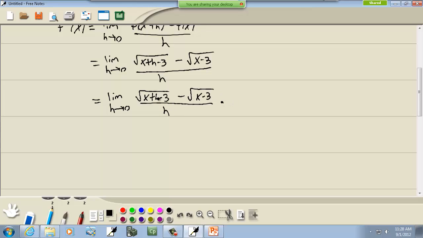Okay. Conjugate of the top. Conjugate means the first part is the same, second part is the same, sign in the middle is different. So the first part's going to be square root of x plus h minus 3. The second part will be the square root of x minus 3. Those don't change, exactly the same. But since this is negative, then this will be positive. And wherever you multiply by the top, you multiply by the bottom. So this will be square root of x plus h minus 3 plus square root of x minus 3.